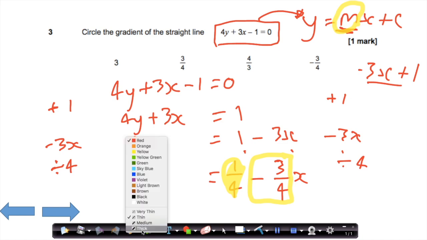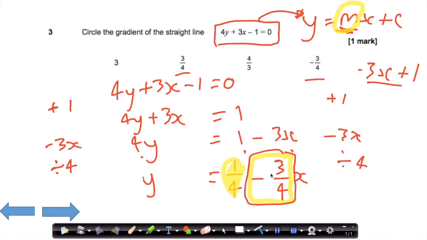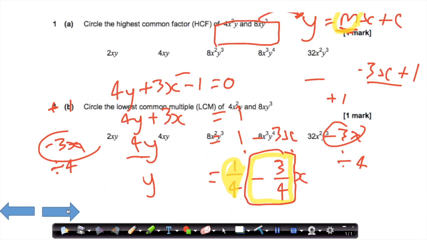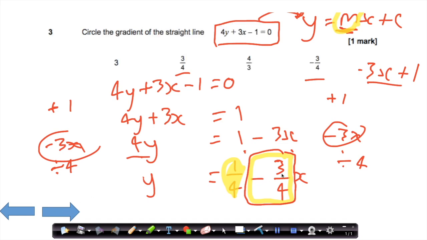And they've been quite sneaky in the multiple choice question by providing you with both minus 3 quarters and 3 quarters, just to check that you know what you're talking about in terms of our minuses and positives, just in case we made a mistake somewhere here by maybe adding 3x by mistake. If we didn't make that mistake, then we would have ended up getting minus 3 quarters, and therefore we can circle minus 3 quarters. That is our gradient.